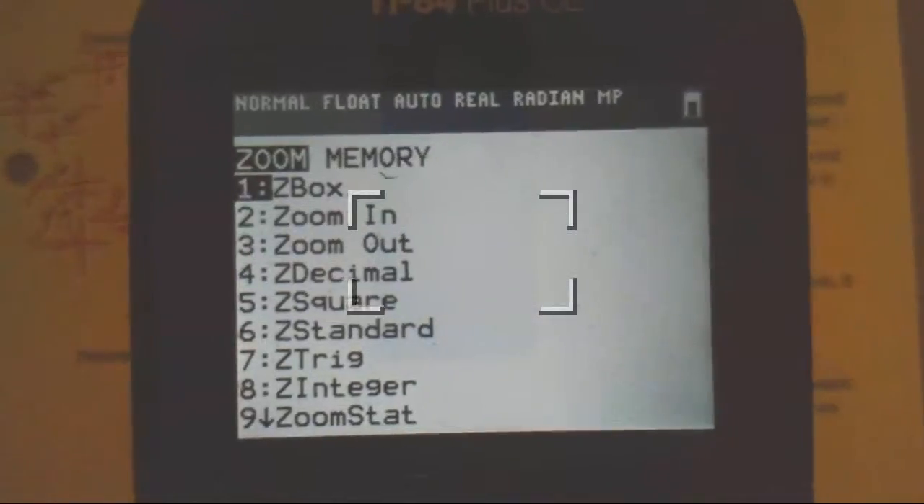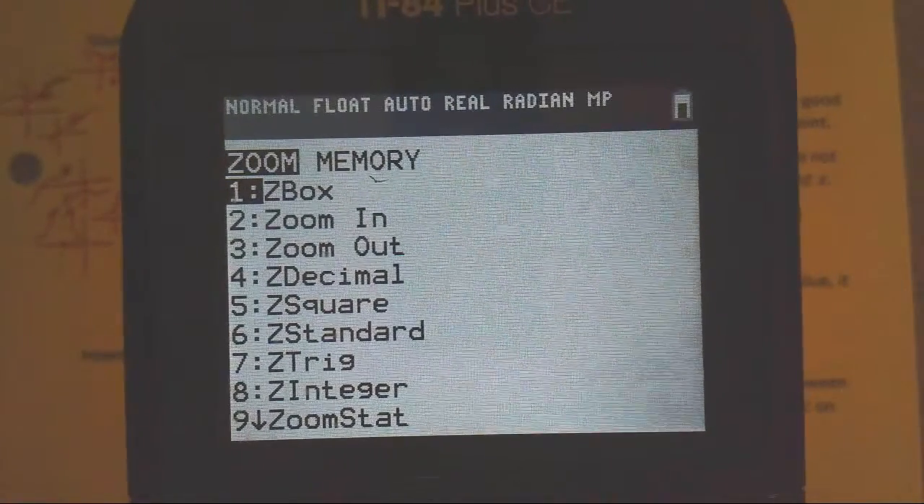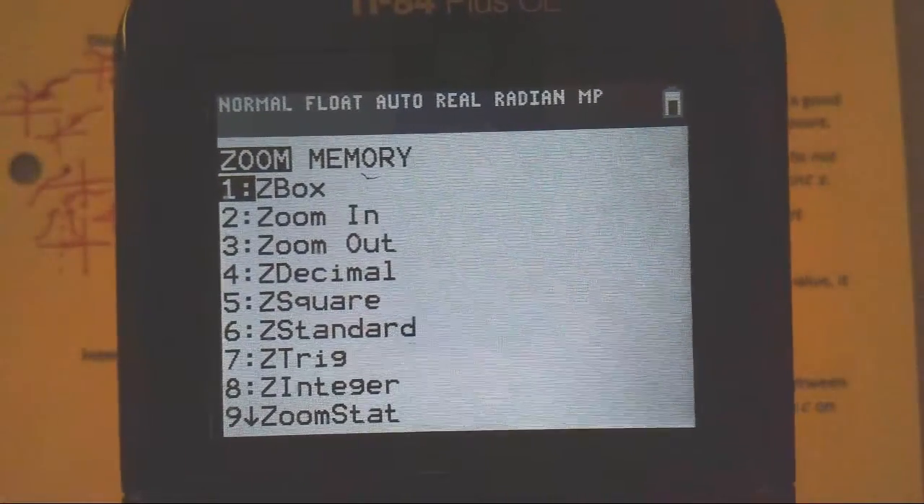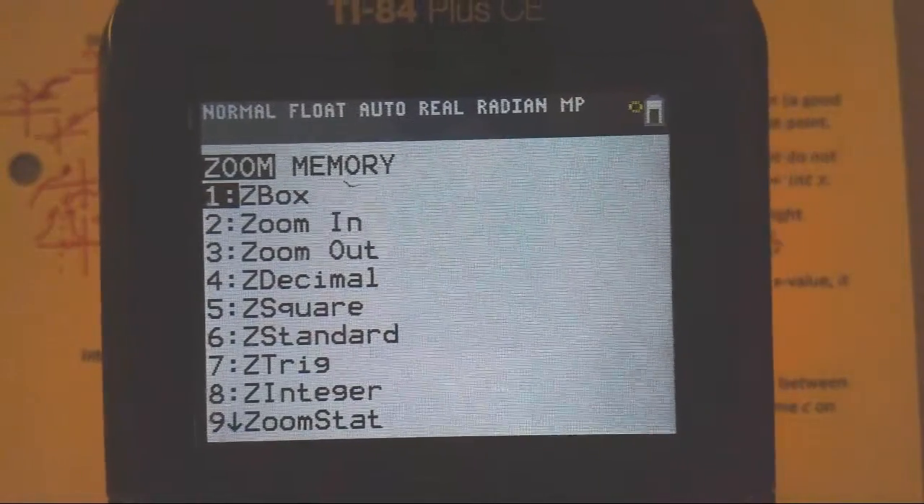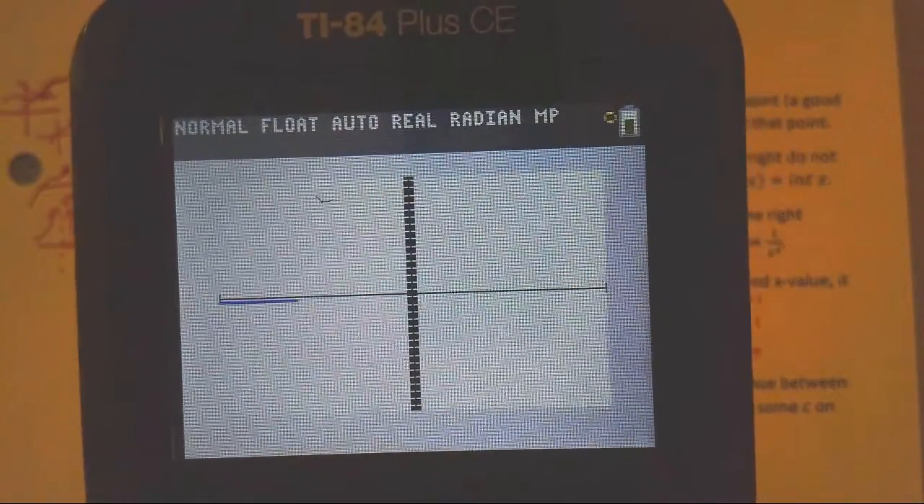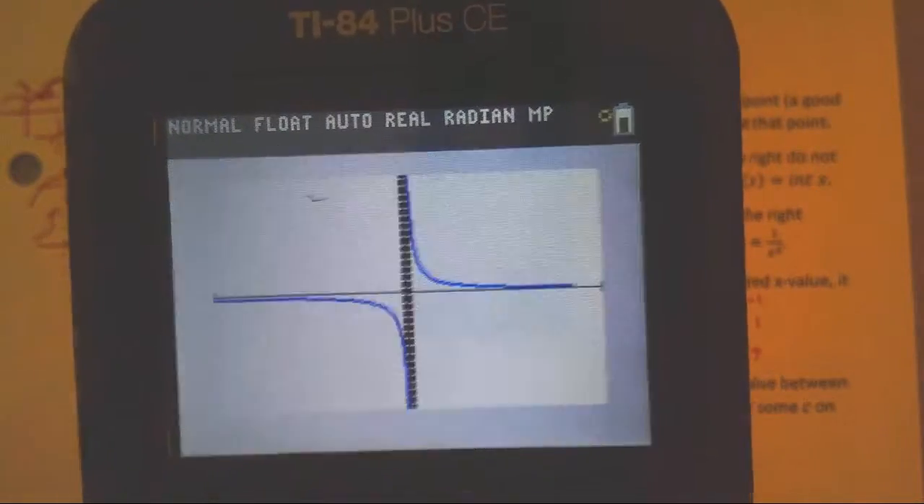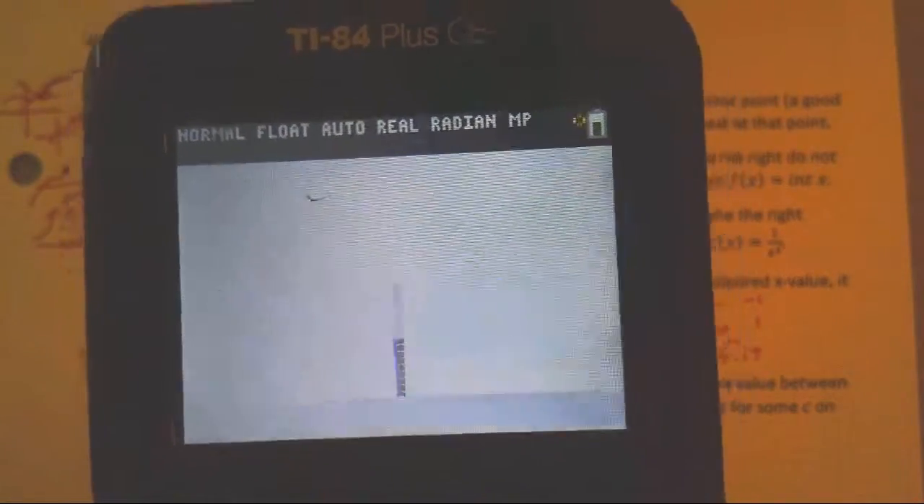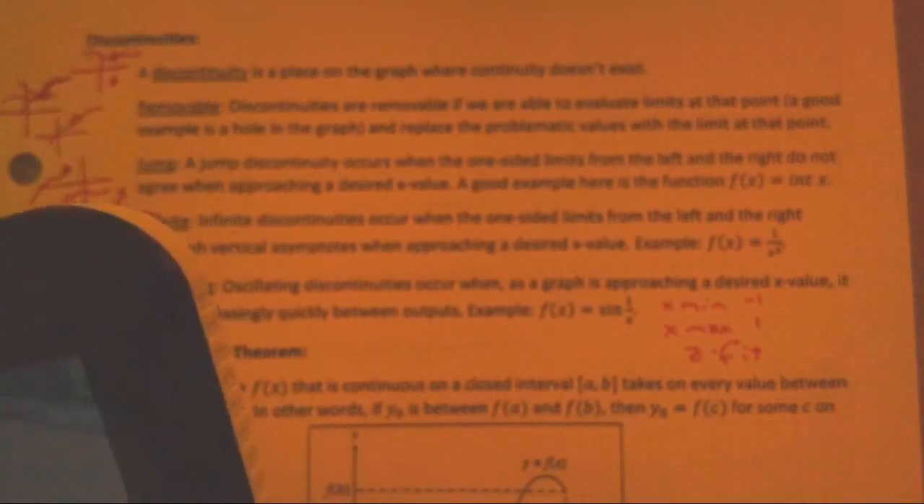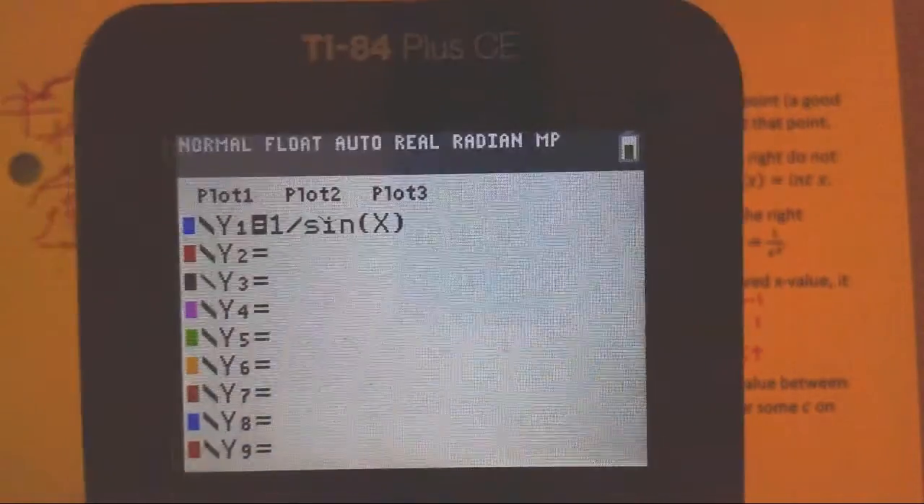Zoom fit is zoom 0. Let's get focused here. Now let's take a look. Is that the right graph? That looks startlingly wrong. Yeah, that is not the right graph.